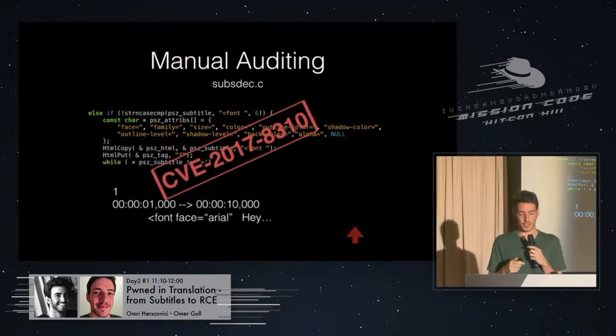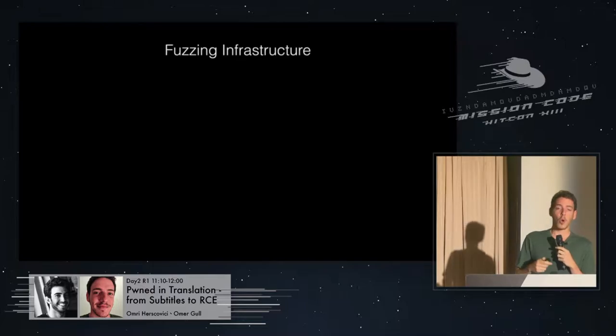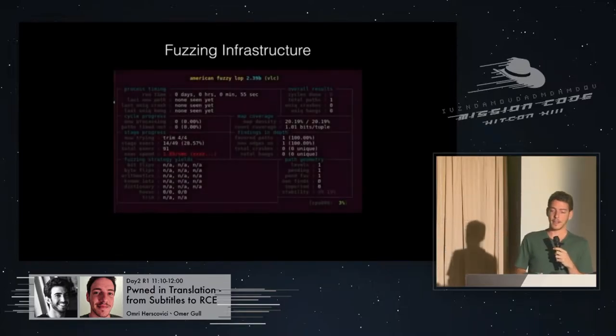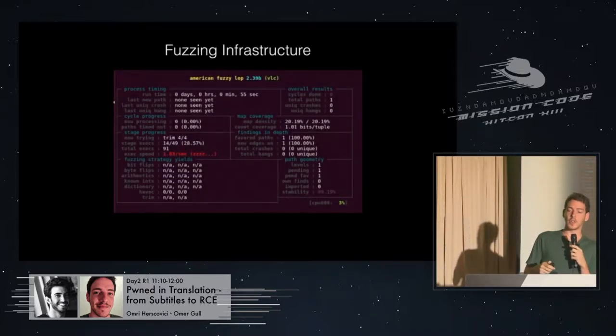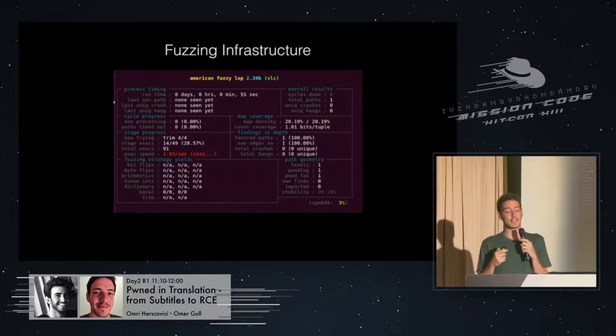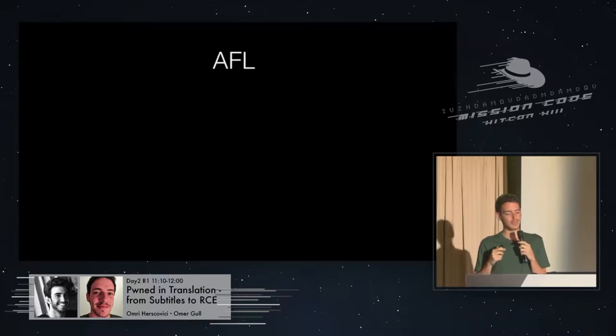So while auditing the code manually, we also started fuzzing VLC for subtitles-related vulnerabilities. And our weapon of choice was the brilliant AFL. This security-oriented fuzzer employs compile-time instrumentation and genetic algorithms to discover new internal states and trigger edge cases in the targeted binary. So getting the fuzz command right was a bit tricky.